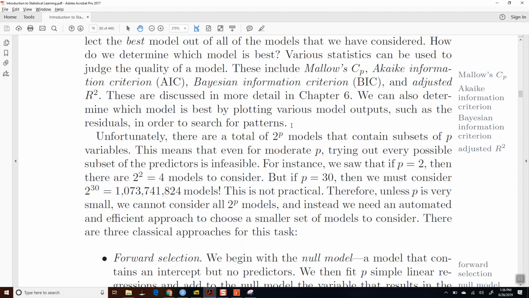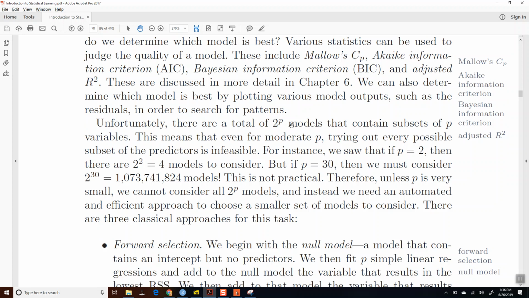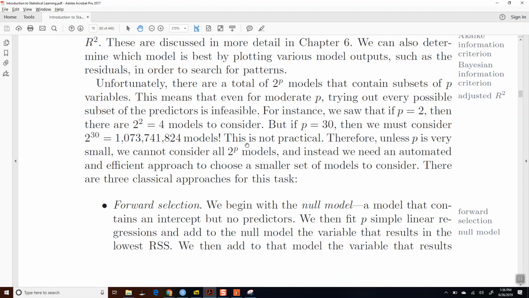So if you've got 3 variables, now you've got 8 different models, and if you've got 4 variables, you've got 16 different models. And so this becomes very impractical in terms of testing out every single possible model to see which one is the best, right?